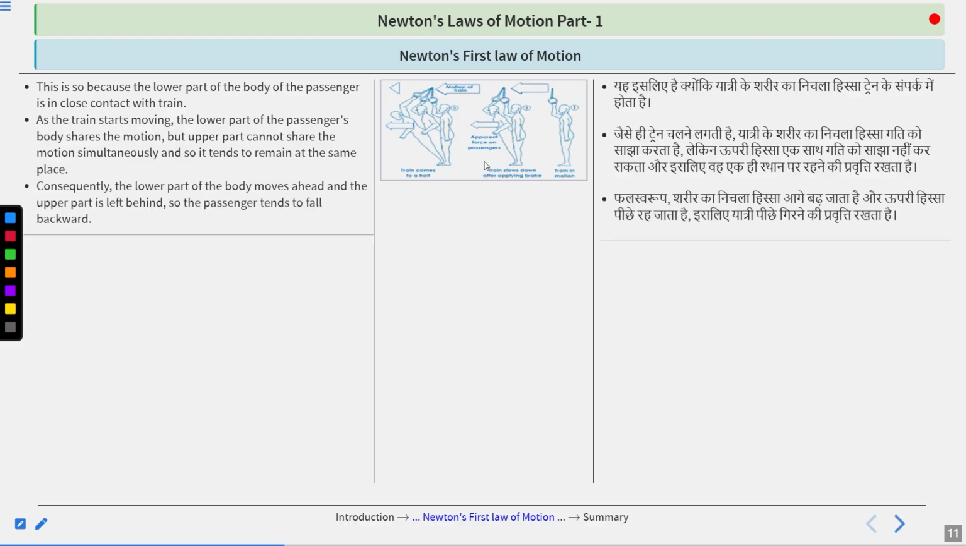Consequently, the lower part of the body moves ahead and the upper part is left behind, so the passenger tends to fall backward. Similarly, here you can say this is your lower part. Your lower part is in close contact with the train, but your upper body is not. So when the train stops, your lower part also shares the motion, but your upper part is not. So your upper part is still in motion. That's why you move forward. But your lower part not that much.